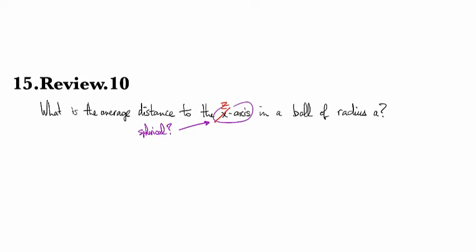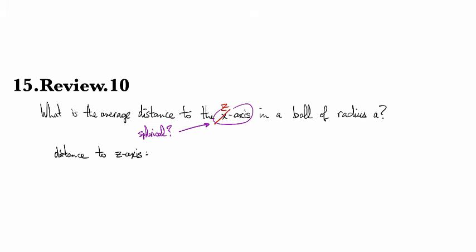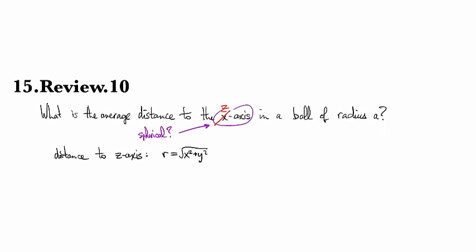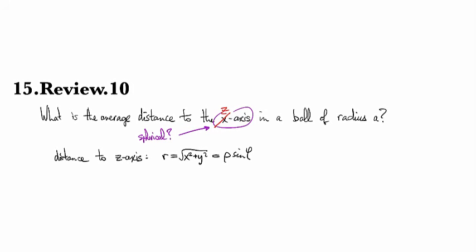And the distance to the z-axis has a nice neat answer. It's just r. So that's rho sine phi. So it has a nice neat representation in terms of spherical coordinates.